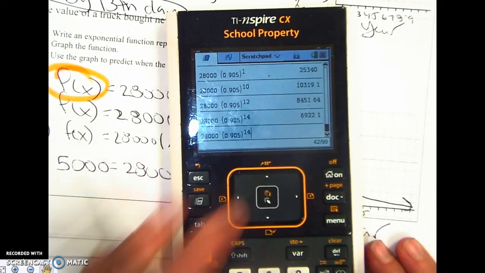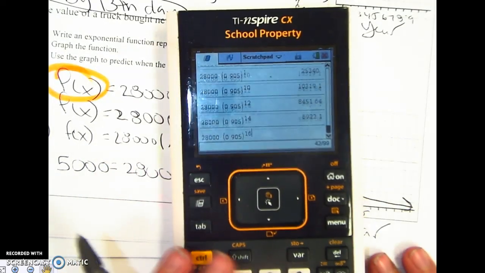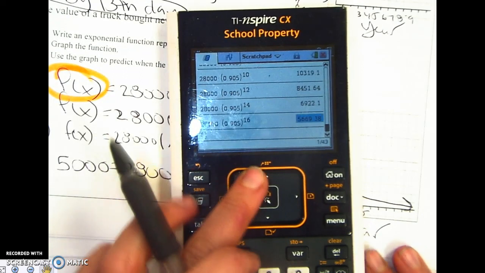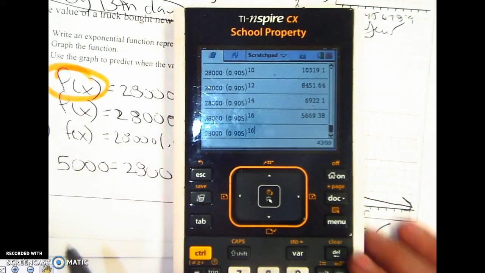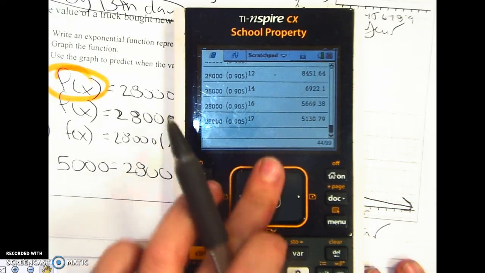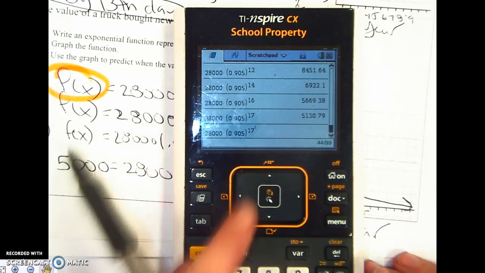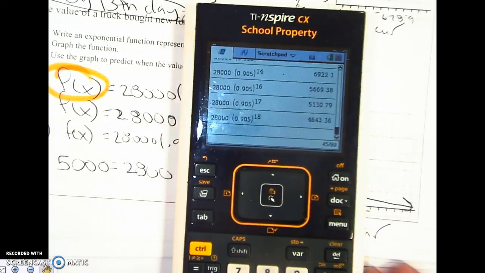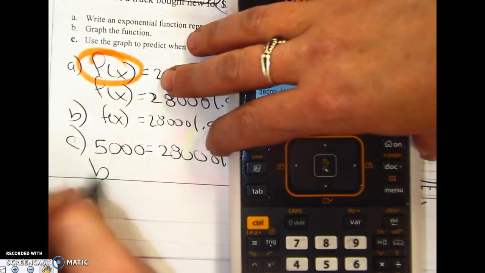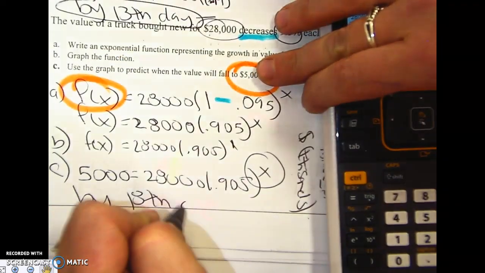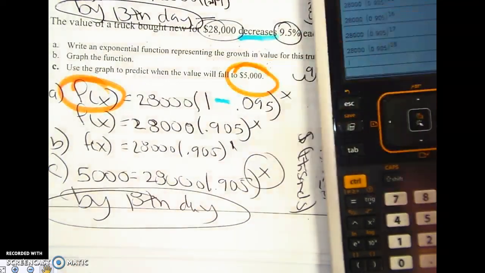So honestly, it's just guess and check. You will learn a more efficient way, but not yet. I still have above 5,000. So let's try day 17. Still above 5,000. Day 18. So by the 18th day, that's when I'll hit below $5,000.